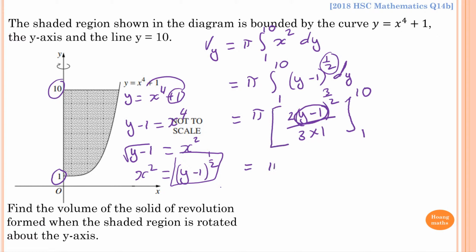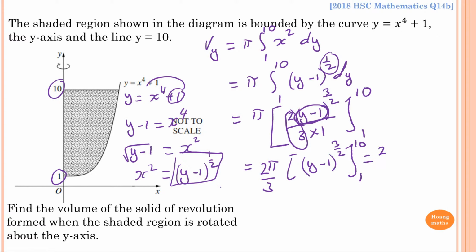So which gives me pi. I just take the 2 over 3 out, so it's easier. So 2 over 3 times y minus 1 all to the power of 3 over 2, from 1 to 10. So now I just substitute the values in.